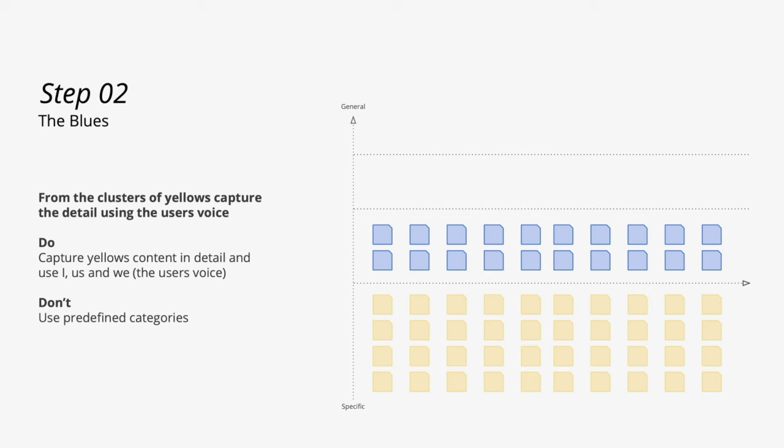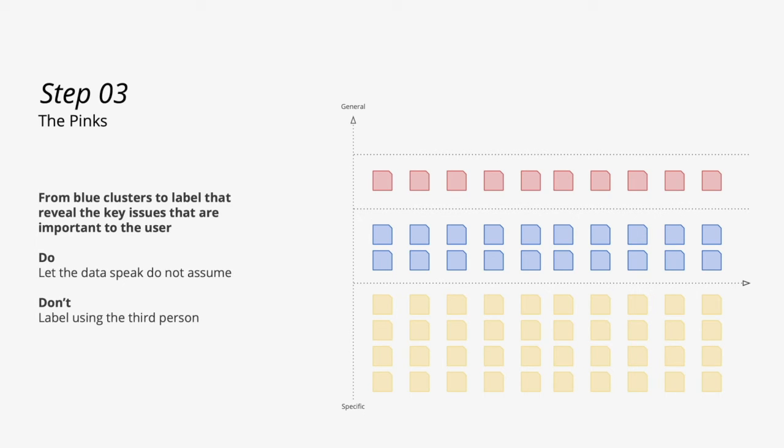Next, you might have guessed it, the pinks. The pinks come from the blue clusters, and they label and reveal key issues that are important to the users. Again, we will keep using the voice of the user and let the data speak for itself. Do not assume anything. Also, you should not be using the third person.